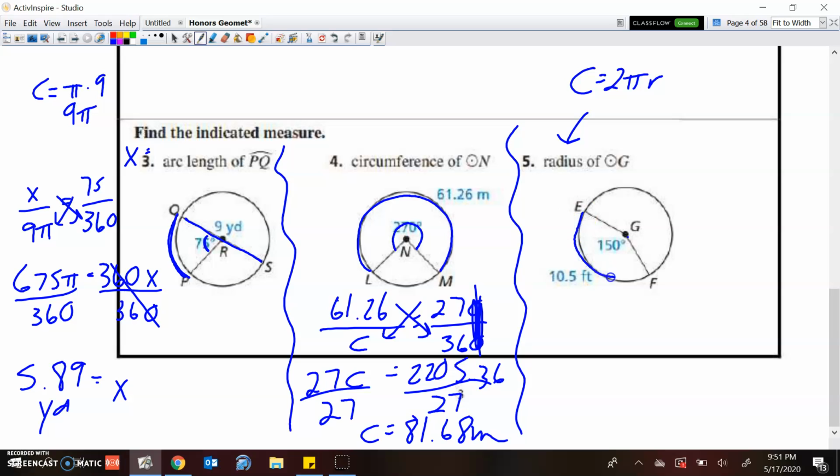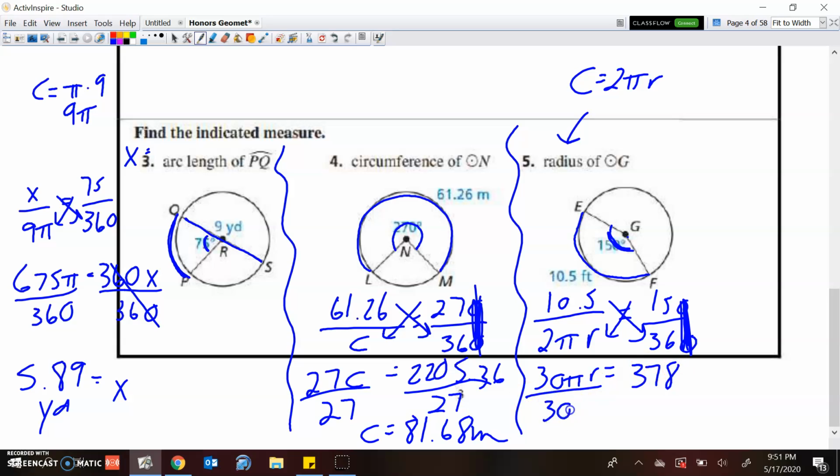So the arc length is 10.5. I'm going to put that over 2 pi r, and I'm going to set that equal to the 150 over 360. Again, I'm going to drop those zeros. So I'm going to cross multiply this way and this way. 15 times 2 pi r is 30 pi r. 10.5 times 36 is 378.